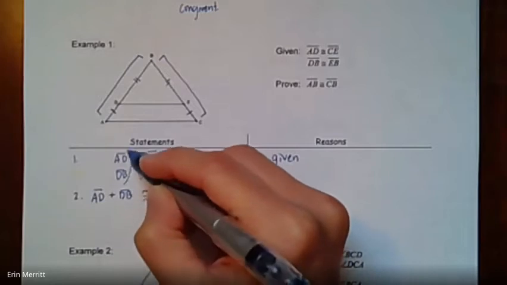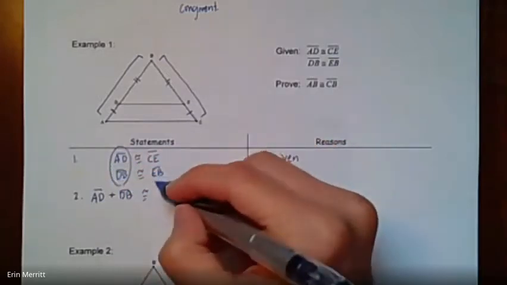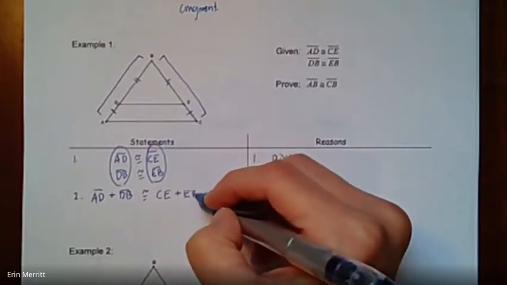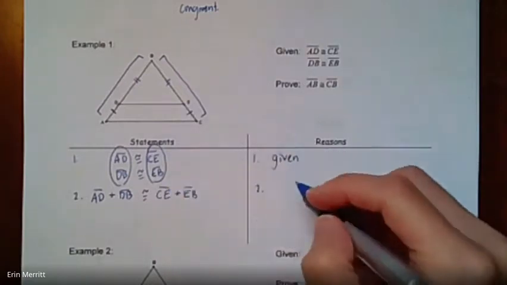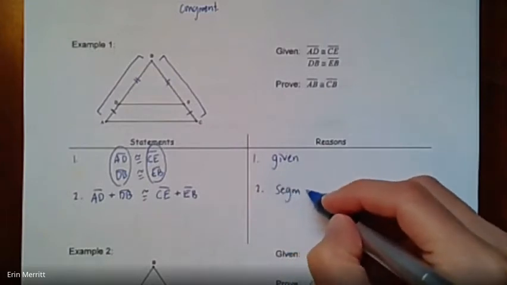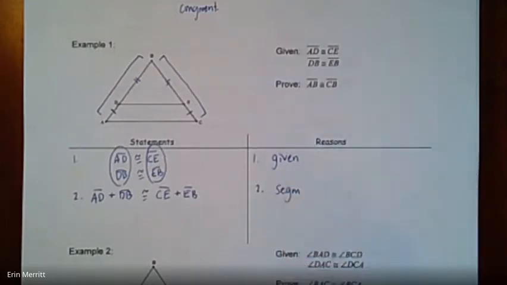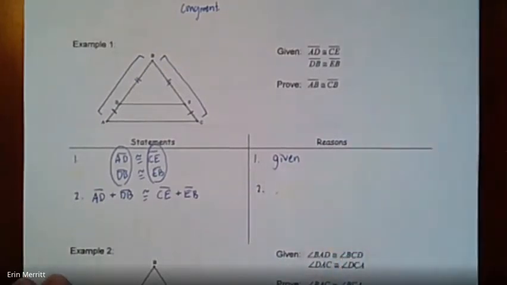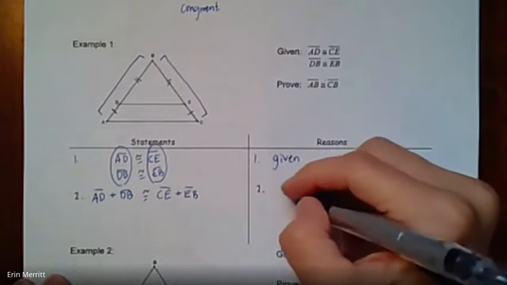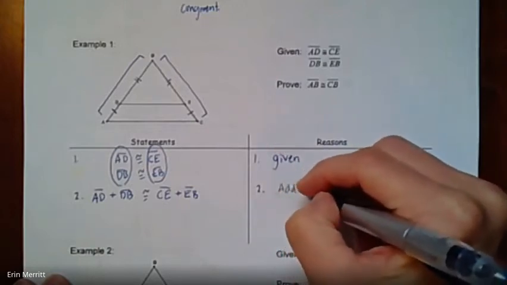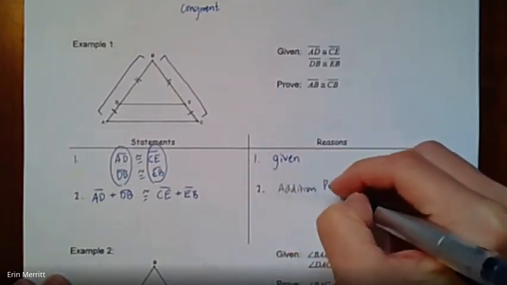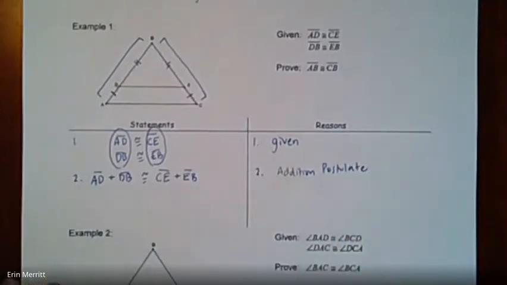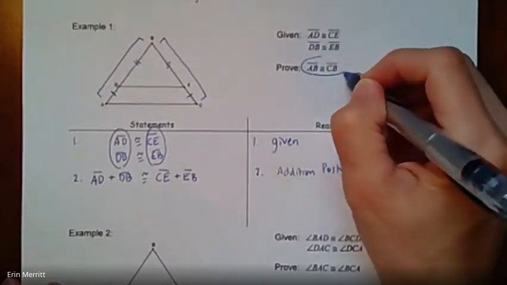And now if I added this side, let's add the other side. CE plus EB. And this is called segment, or sorry, you can say segment addition, but brain slip there for a second. That is called the addition postulate.